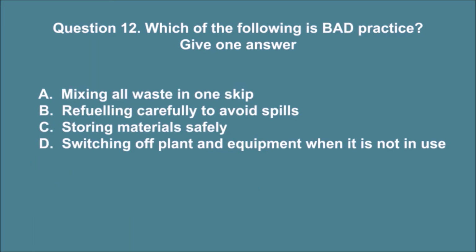Question 12. Which of the following is bad practice? Give one answer. A. Mixing all waste in one skip. B. Refueling carefully to avoid spills. C. Storing materials safely. D. Switching off plant and equipment when it is not in use. The correct answer is A.